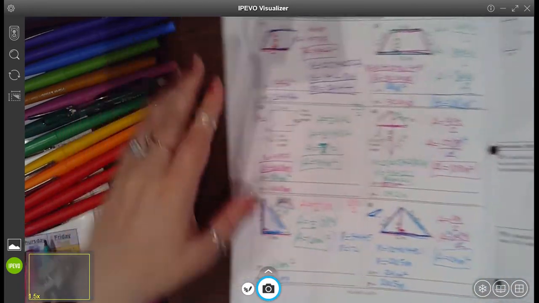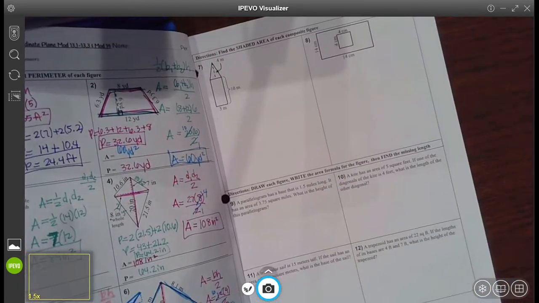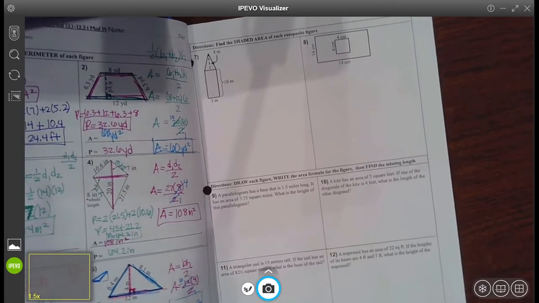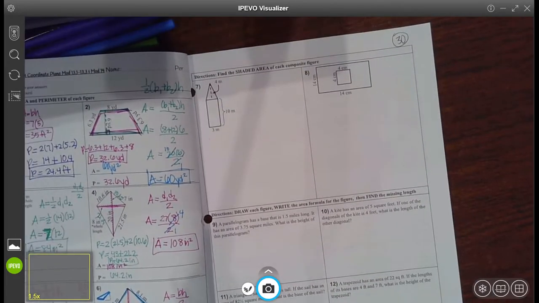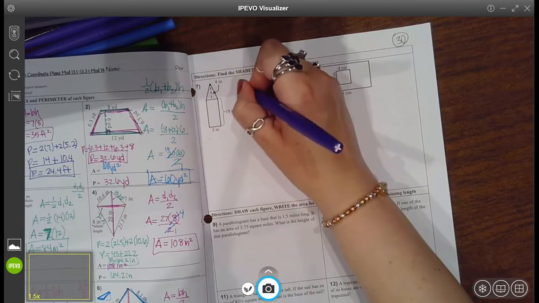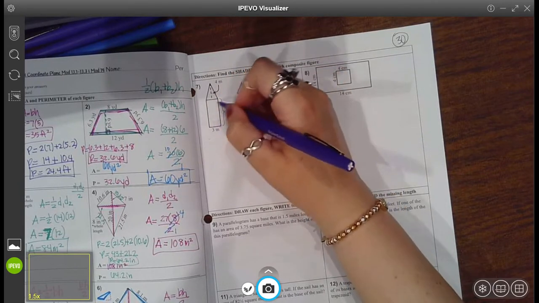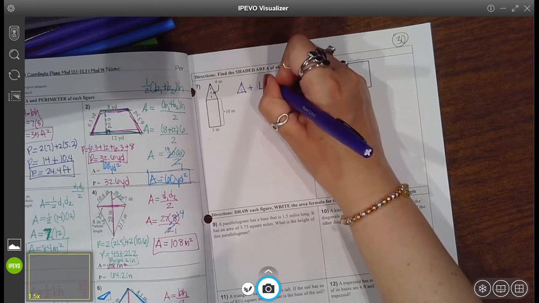All right, moving right along. These are called composite shapes, meaning it's made up of at least two different shapes. So it's at least 2 shapes put together to make one larger shape. So what are the 2 shapes that make this one? I have a triangle on top plus this rectangle on the bottom.